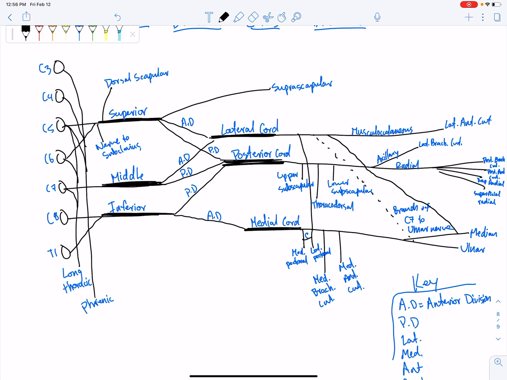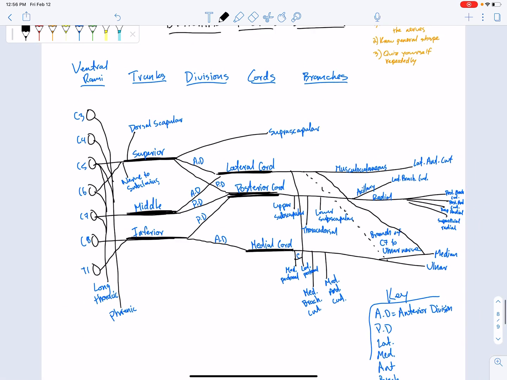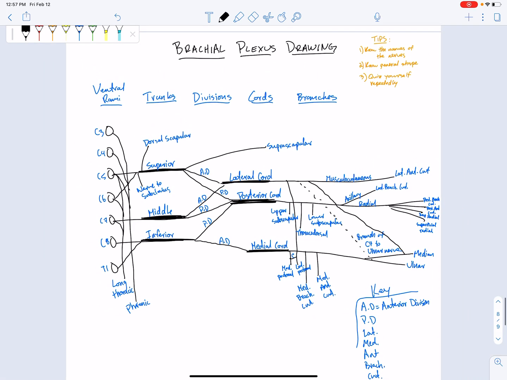I really hope that this is helpful. Don't stress out about it. Quiz yourself, take your time, draw this as many times as you need to. I can't tell you how many times I've drawn the brachial plexus, but draw it until you feel comfortable, until you can teach it. So there you go.